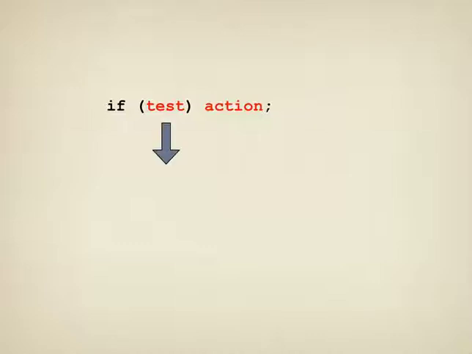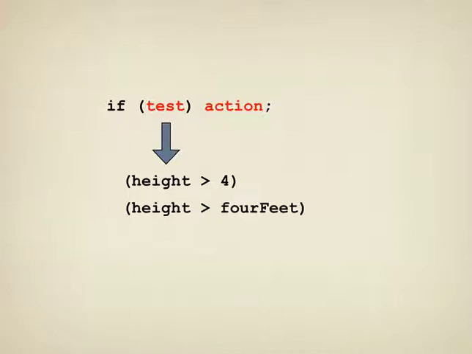So let's fill in test. For example, we could say if height is greater than 4. We're trying to see if people are tall enough to get onto the ride. We might not have the number 4. We might have a variable. So we compare height against 4 feet. Or we might not even know the value. Maybe it's a different height for different rides. So we compare height against minimum height. These are all perfectly fine tests using variables, numbers or constants, and other variables.